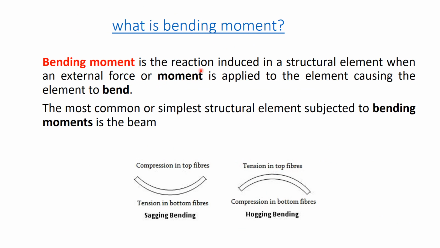Bending moment is the reaction induced in a structural member when an external force or moment is applied to the element, causing the element to bend. As you can see here, these are structural members, these are beams, and you can see the bending. The most common or simplest structural element subjected to bending moment is the beam.